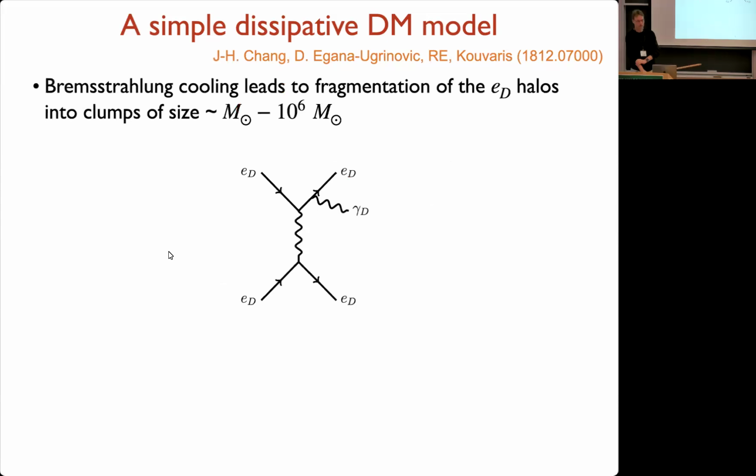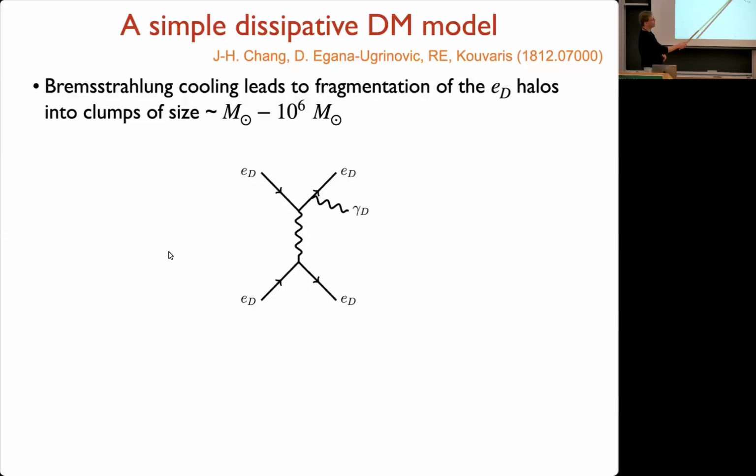Once you start forming this, you decouple from the Hubble flow, you look at a certain perturbation, say a Milky Way size perturbation, and then you have a cloud of these dark electrons. They can start collapsing, and they can fragment because there's Bremsstrahlung cooling. They can fragment into halos of size from a solar mass to 10 to the 6 solar masses. So it's just the simple interaction that gives you the cooling.